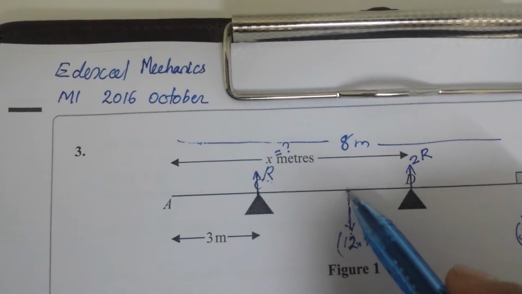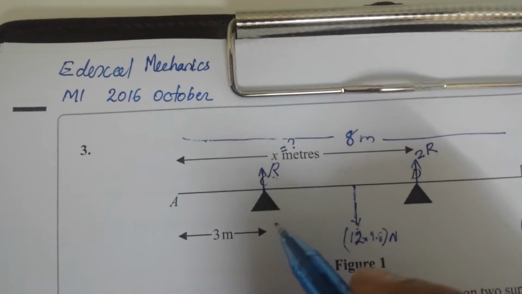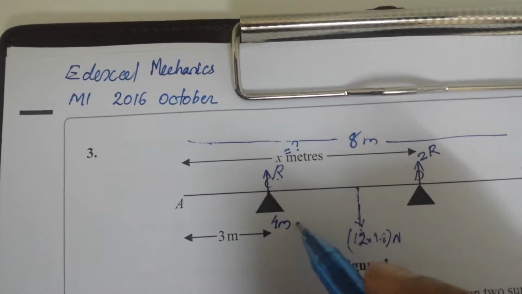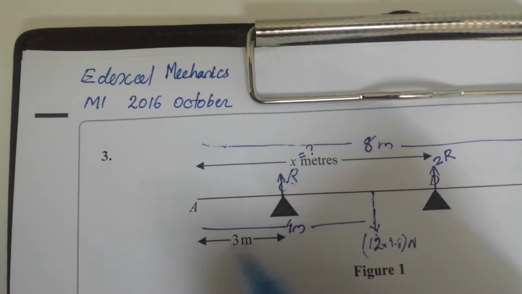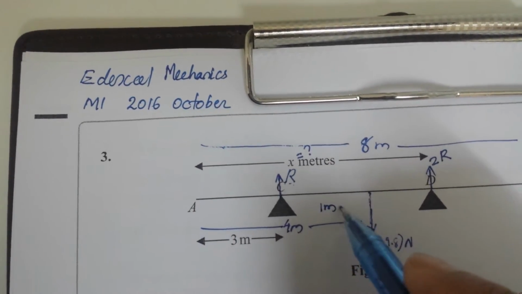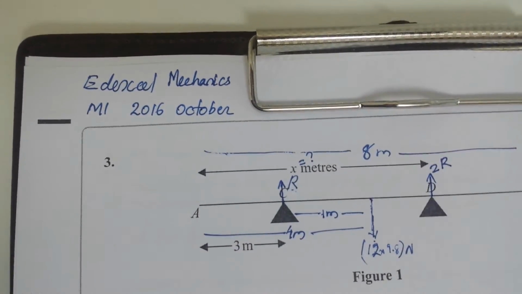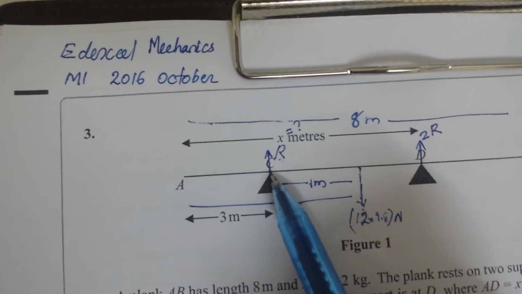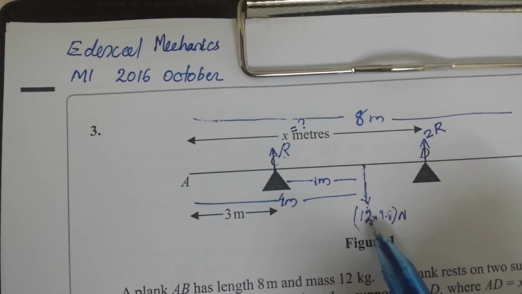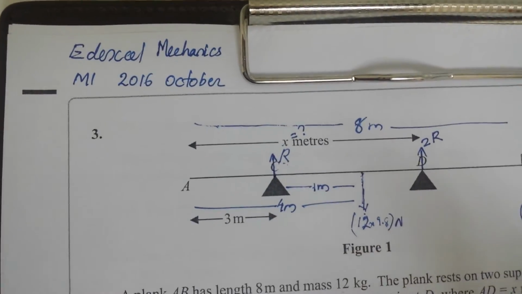So weight, we know, is always acting through the midpoint. So this length is 4 meters. As it is 4 meters and it is 3 meters, this length is 1 meter. So this length from the pivot to this force of weight is 1 meter.